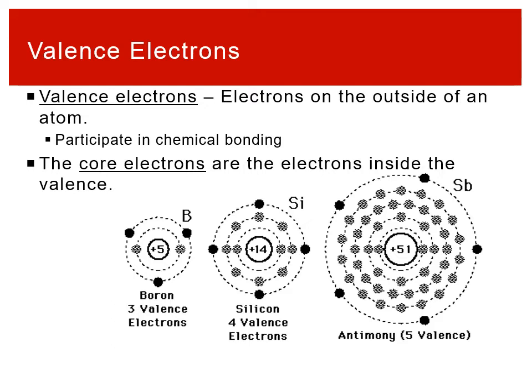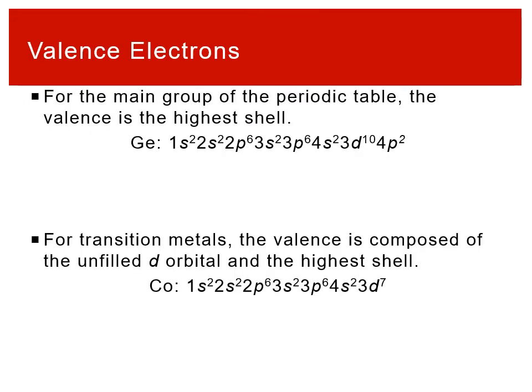It's one of the important things we're going to start to see: the number of valence electrons isn't going to get very high, and that's really important in terms of consistencies among how atoms interact with each other. So when we want to look at electron configuration and figure out what the valence is, when we're looking at the main group of the periodic table, the valence is just going to be the highest shell.